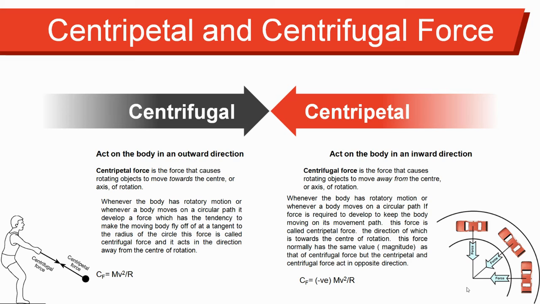Here we can see the equation Cf equals mv squared upon r. Cf indicates centrifugal force, v is the linear velocity at a particular moment, r is the radius, and m is the mass of the body in kg.